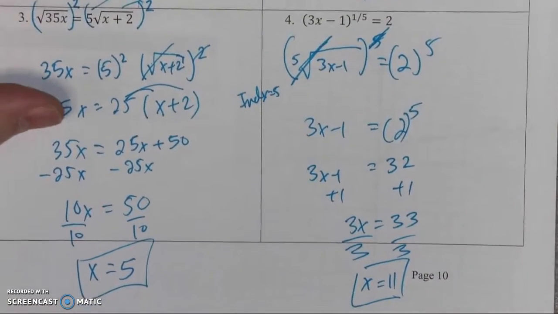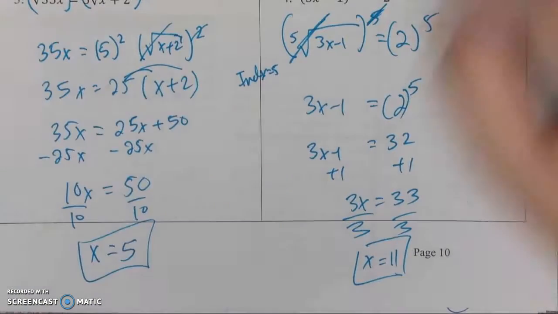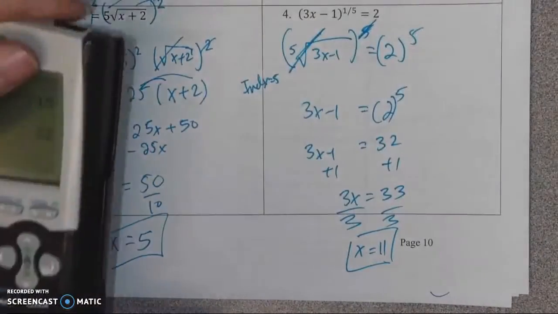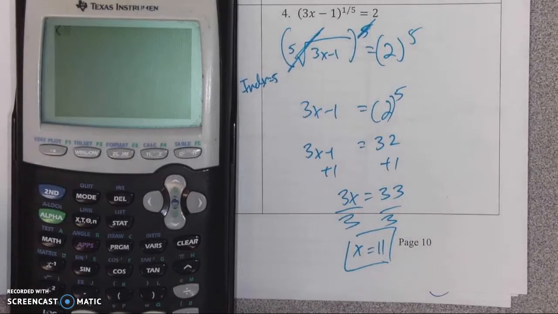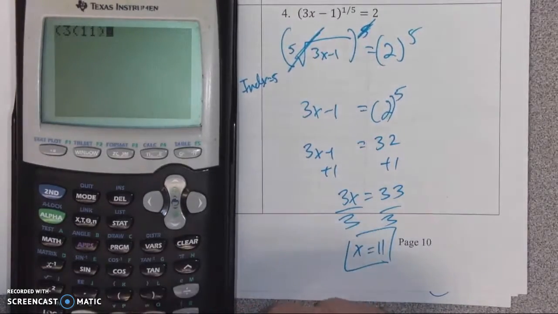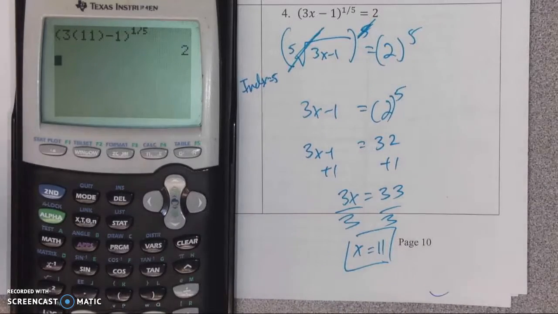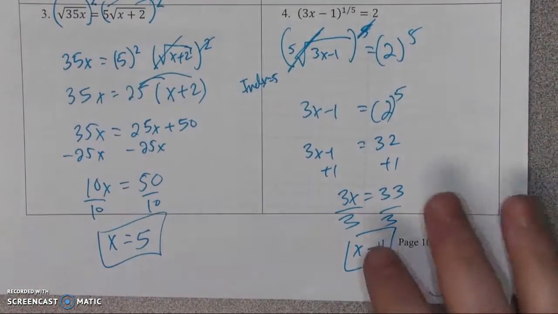And again, if you wanted to, you could go and plug this into your calculator. So let's zoom out a little bit so you can see all that. So you could plug this into your calculator. So this is 3 times, we found x to be 11. 3 times 11 minus 1 raised to the 1/5 power. And that gives you 2. So you can always double check your answer by plugging it into your equation.